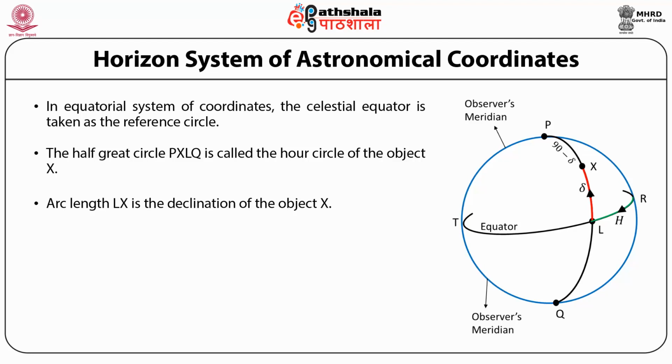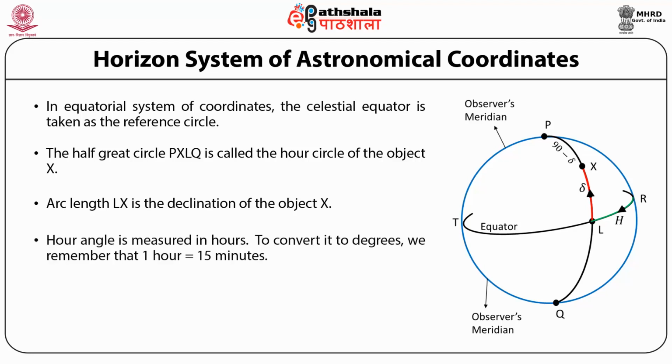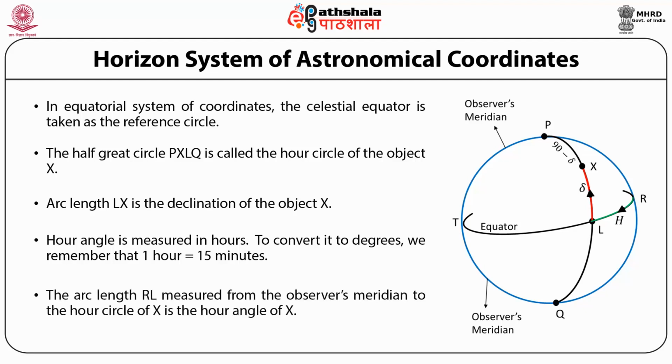The other coordinate is the hour angle, which is measured from R. So the arc RL is the hour angle, the second coordinate of celestial object X. The arc length RL measured from the observer's meridian westward to the hour circle of X is the hour angle of X. Hour angle is measured in hours. One can convert hours to angles because we know that the Earth rotates 360 degrees in 24 hours. Therefore, 1 hour corresponds to 15 degrees.